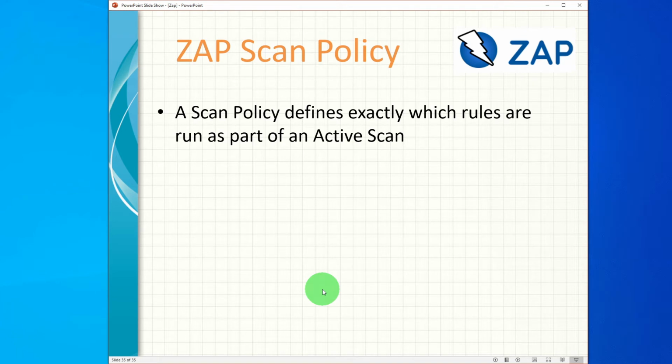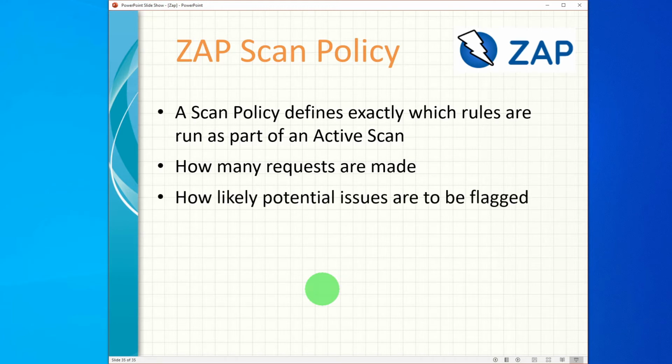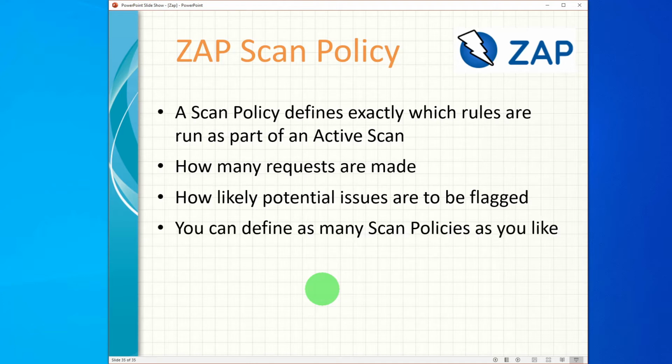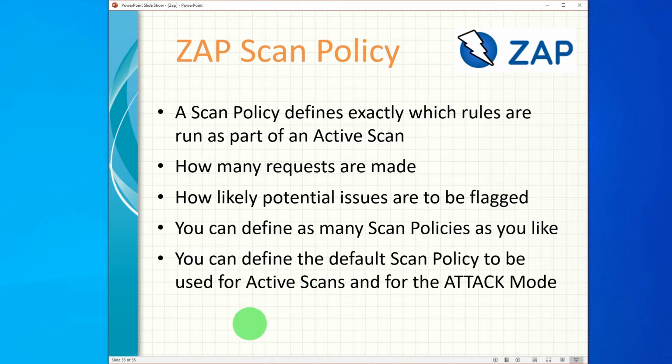A scan policy defines exactly which rules are run as part of an active scan. It also defines how many requests are made and how likely potential issues are to be flagged. You can define as many scan policies as you like. You can also define the default scan policy to be used for active scans and for the attack mode.